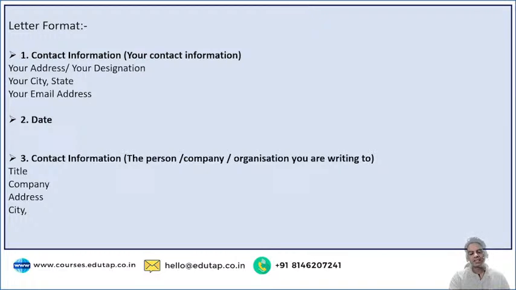So if you are asked to write on behalf of a designation, then you start with your designation, but it is usually not done so. So you start with your address, your home number, your flat number, your apartment number, then your area, your city, your state, and then your email address. After that, second step is your date.